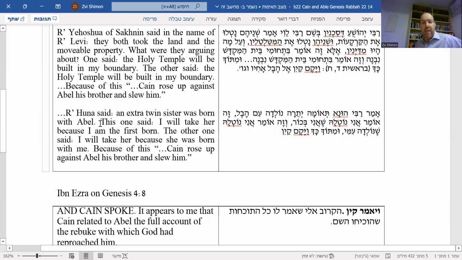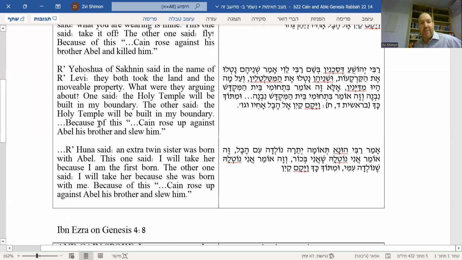Now this caused some tension. This one said, I will take her because I'm the firstborn. So they started arguing who gets the female, the extra female who was born here. So Cain said, I'm the firstborn, I get her. The other one said, so what did Abel respond? I will take her because she was born with me. She's my twin, right? So triplet, so I get her. She was born with me. Because of this, Cain rose up against Abel, his brother, and slew him.